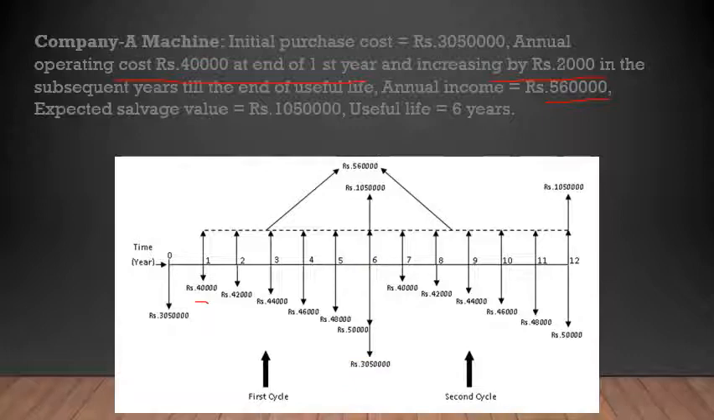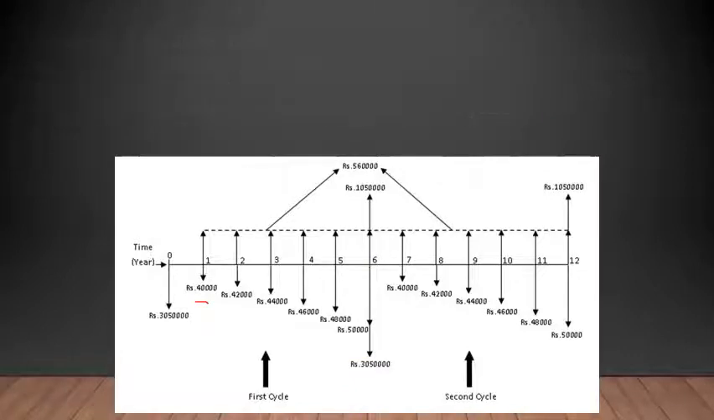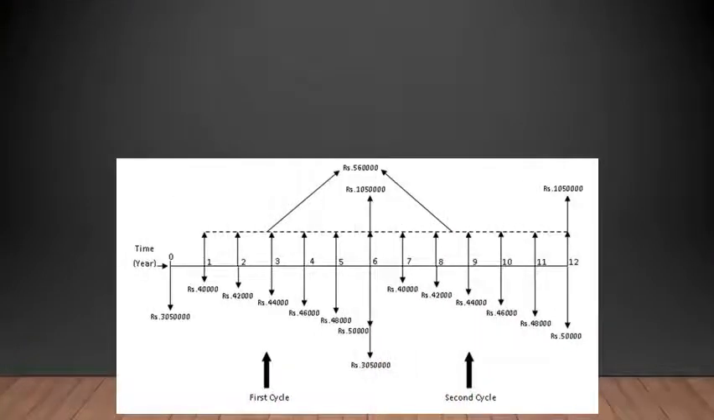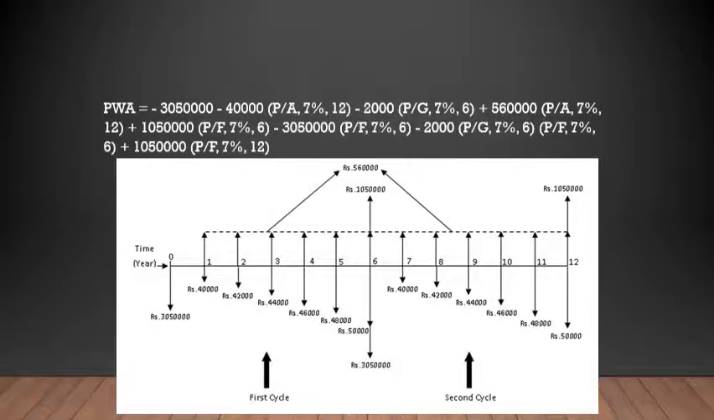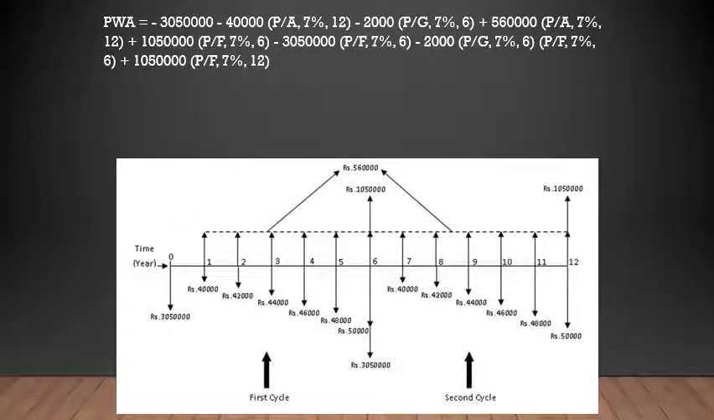First identify what it is. Okay, same cash flow diagram, I have borrowed it. So PWA, that is present worth of the first alternative A, 30,50,000, that is the first one. Let us take one by one.